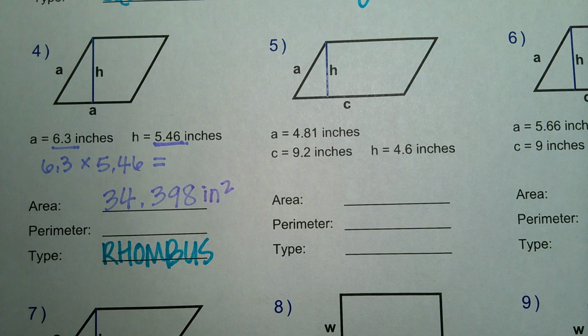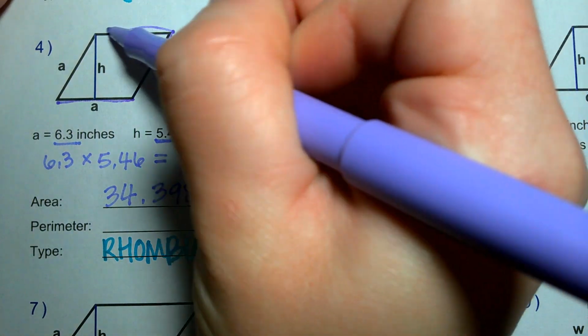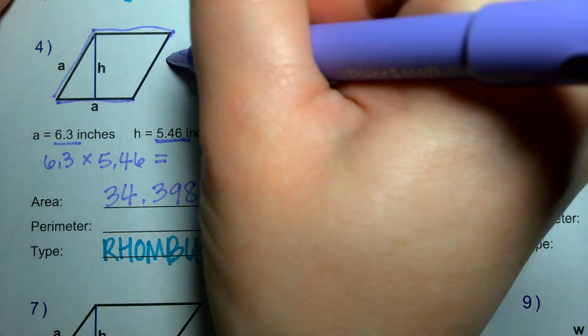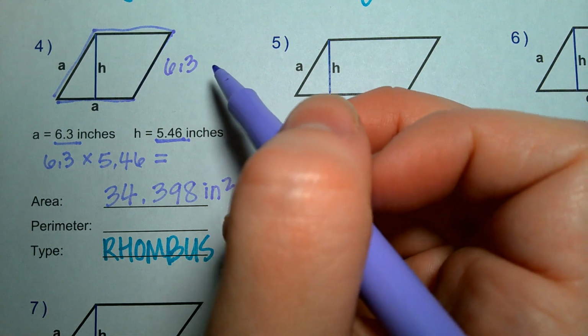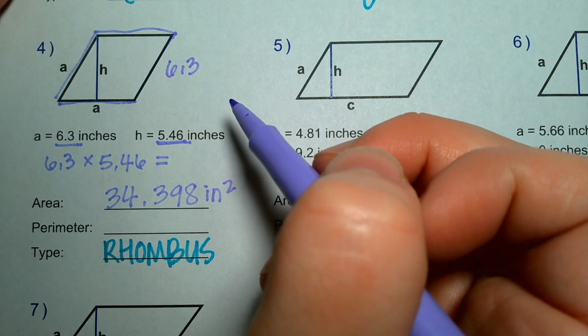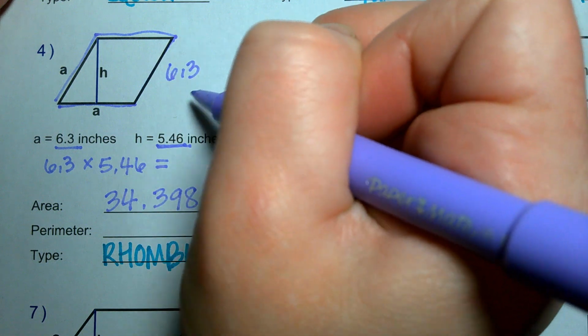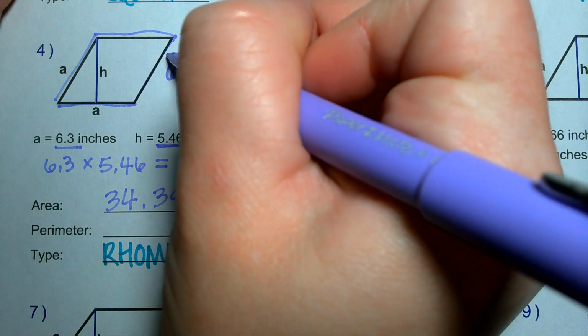Okay, so now let's talk about the perimeter. The distance all the way around the shape. 6.3, that's our base and our side. 25.2. Okay, so how'd you get 25.2? I added all the sides around. So you did 6.3 plus 6.3 plus 6.3 plus 6.3? Perfect. What else could you do?